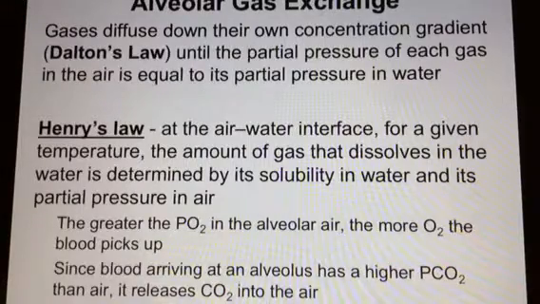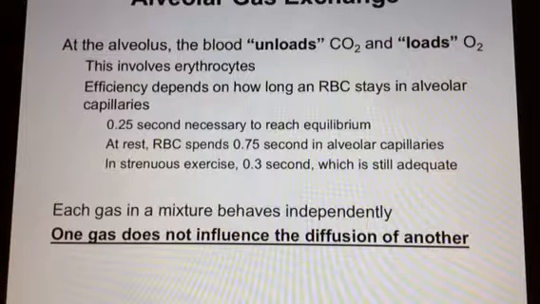Again, a little chemistry. We're going to skip. At the alveoli, the blood is unloading the carbon dioxide. It's releasing the carbon dioxide and then loading, or getting, the oxygen. This involves the red blood cells, and how efficient this process is does depend on how long a red blood cell stays in those capillaries. Again, this is a mixture of gases, so the loading of the oxygen doesn't depend on the unloading of the carbon dioxide. Those gases can behave independently of each other. They don't influence each other as they're diffusing in opposite directions.